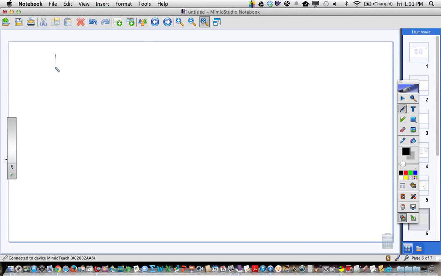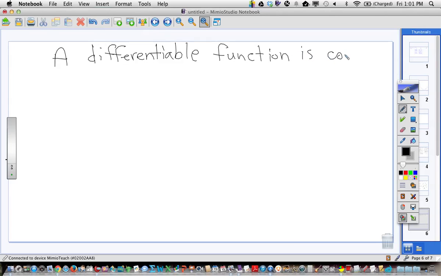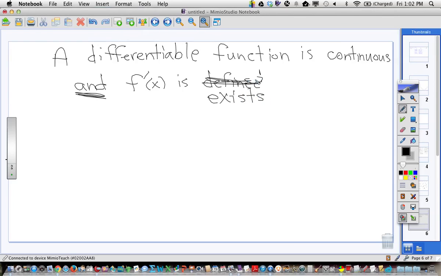Okay, now let's talk about that V-graph thing a minute. That's a special case. So let's write down one more definition. A differentiable, see if I can spell this right. I think that's right. A differentiable function is continuous and f prime of x is defined, now, exists. That's weird, we usually talk about the derivative exists or doesn't exist. That one we could probably use either one. Everywhere.